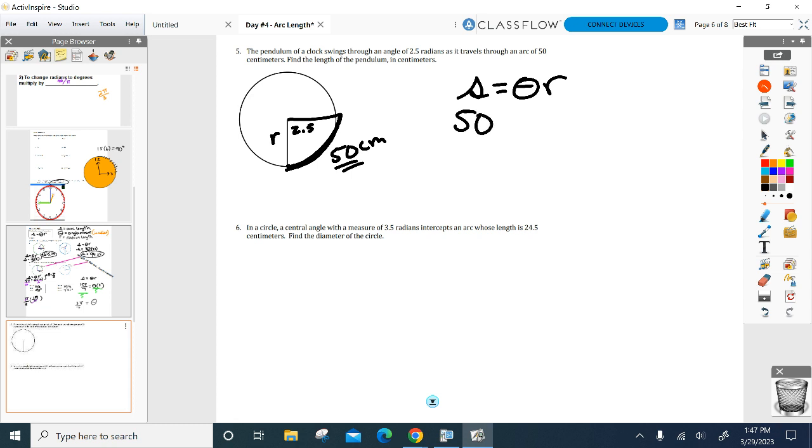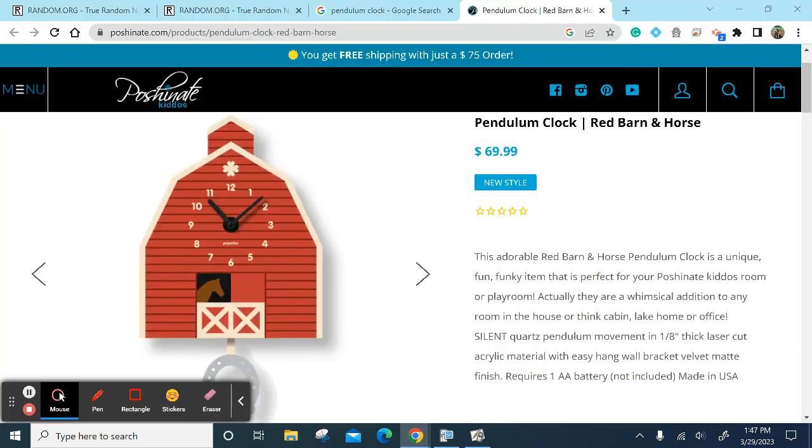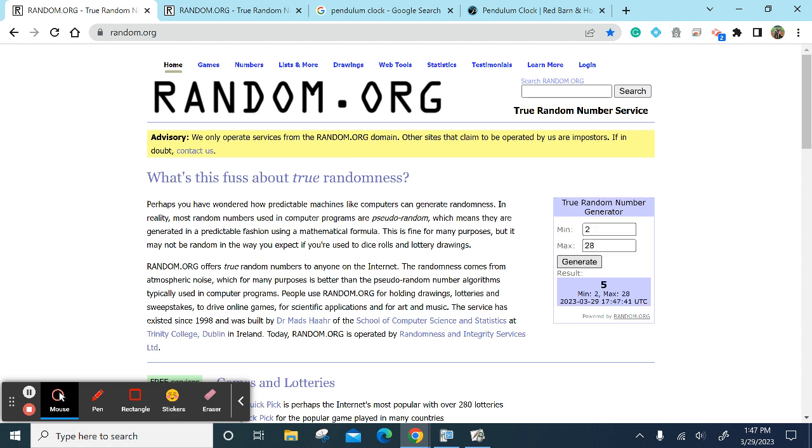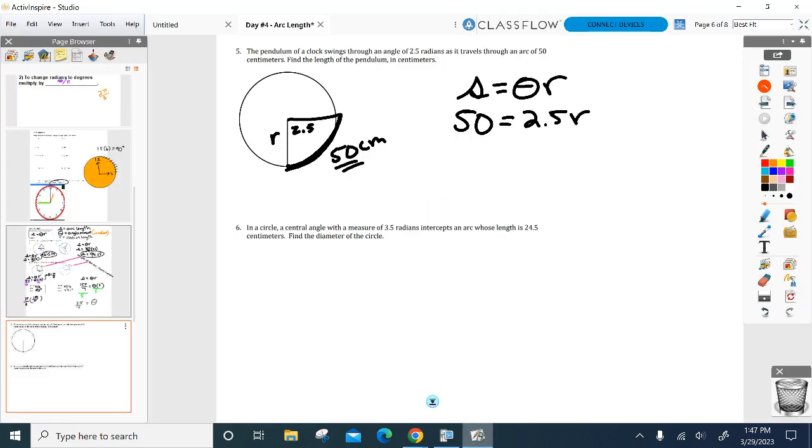50 equals 2.5 R. Just making sure we're paying attention here. How do I get the 2.5 out of there? Divide. Yep. And R ends up being, what was this one? 20? 20.